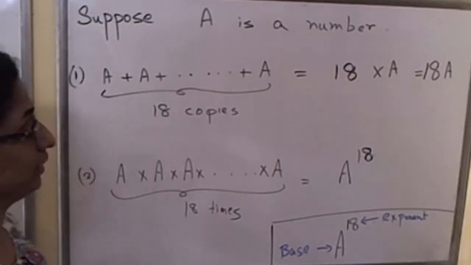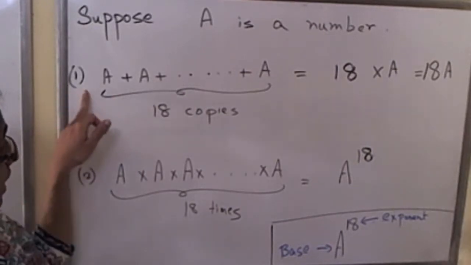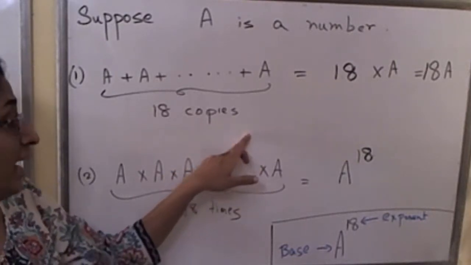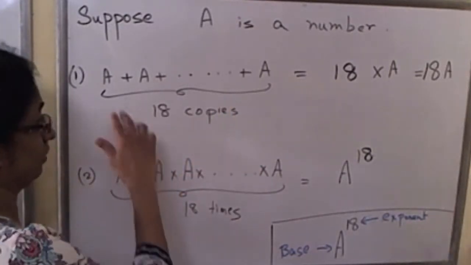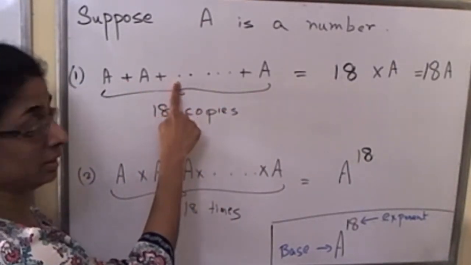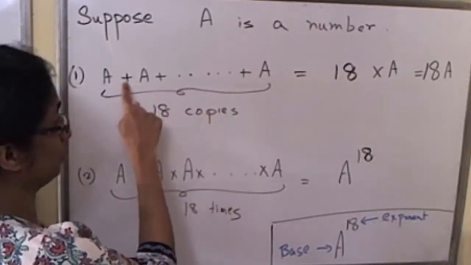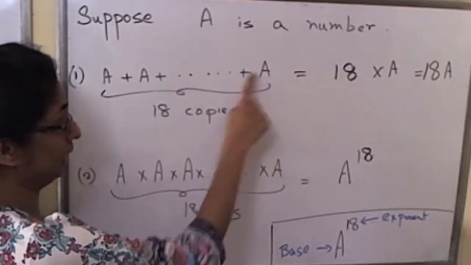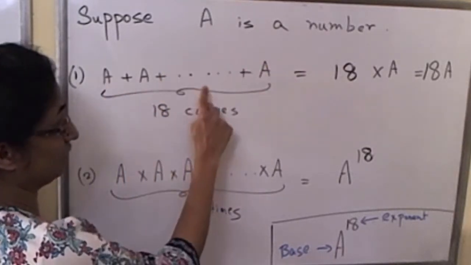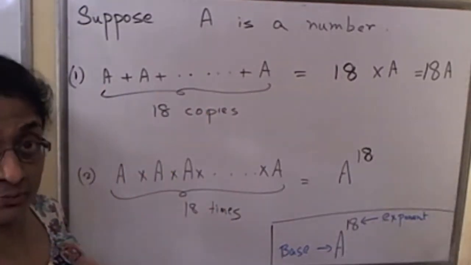So let's look at what I have here. Suppose A is a number. What do I have here? I'm adding A to itself, 18 copies of that. As you can see, I don't have the patience to write out A plus A plus A, 18 of them. So this is one way of handling that. A plus A plus, I put dot dot dot. That means that pattern of adding A continues, ending with plus A. I can write here 18 copies. So this expression written with dot dot dot means 18 copies of A added to themselves.